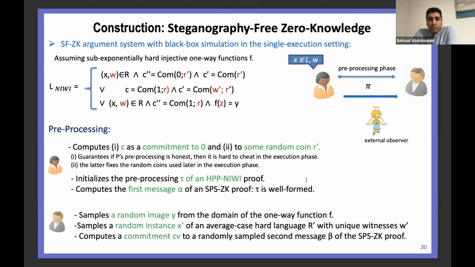On the other side, the verifier first generates a random image Y of some one-way function, which is supposed to be exponentially hard. It also samples some instance X prime from some average-case hard language, a hard relation R with unique witness W prime. And it also commits to the second message beta that will be sent for the SPSCK, because we assume that this is 3 rounds, as I mentioned in the preliminaries.